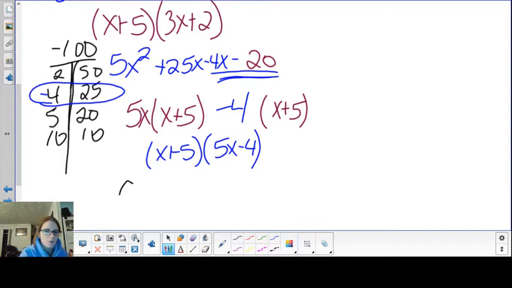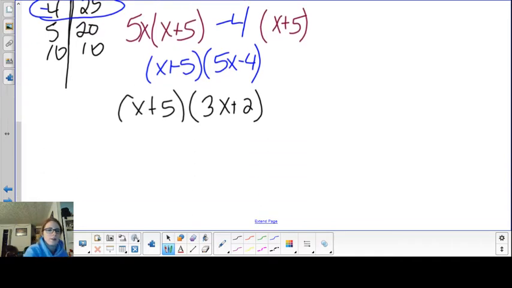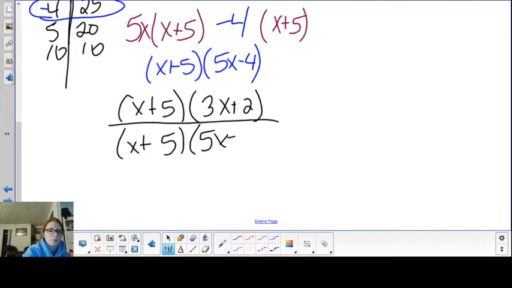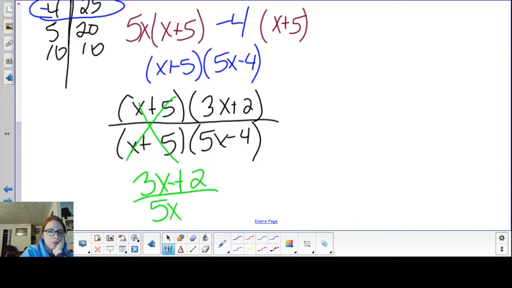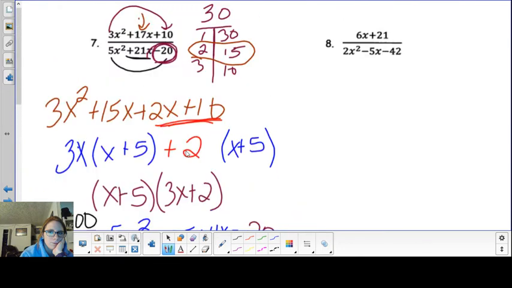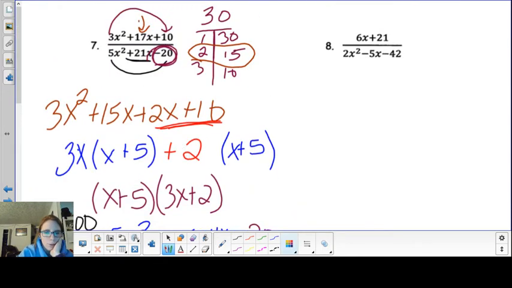So let's go ahead and put my fraction back together. My top was x plus 5 times 3x plus 2. And we just got my denominator to be x plus 5 and 5x minus 4. So those guys are going to cancel. I'm left with 3x plus 2 over 5x minus 4. Okie dokie.